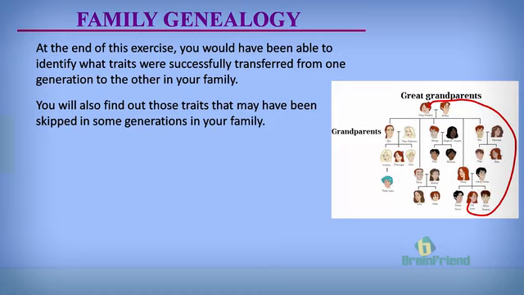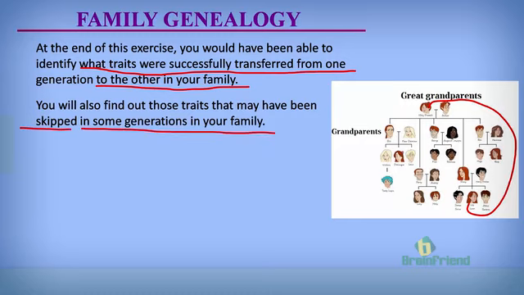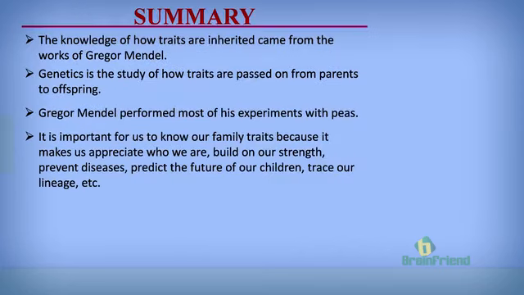I encourage you to do that. Get a sheet of paper and begin to draw your family tree in order to trace your family traits. At the end of this exercise, you would have been able to identify traits that were successfully transferred from one generation to the other in your family. You will also find out those traits that skipped generations in your family. We can see something like this. In this case, this red hair color has skipped this generation. That is what the knowledge of family traits will help you achieve.